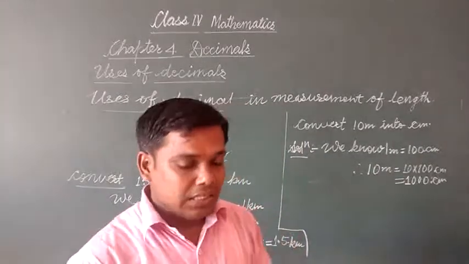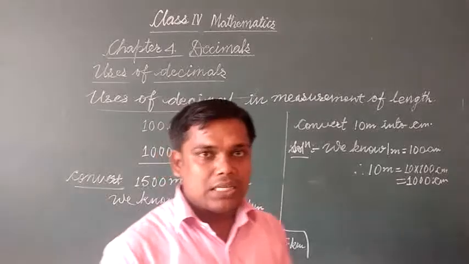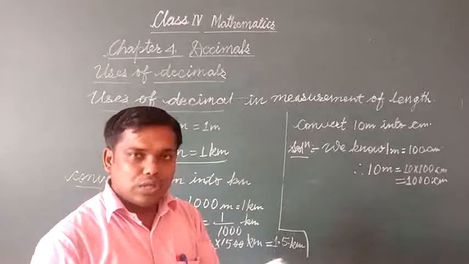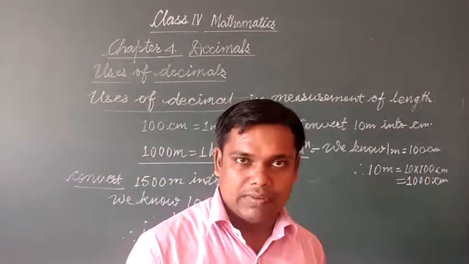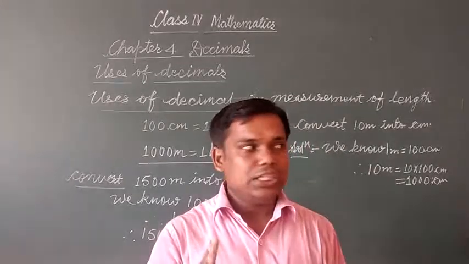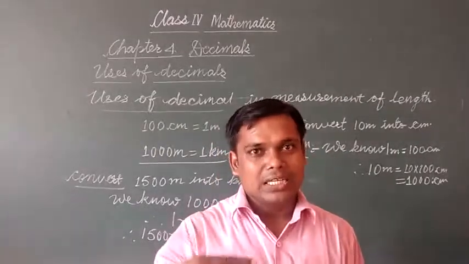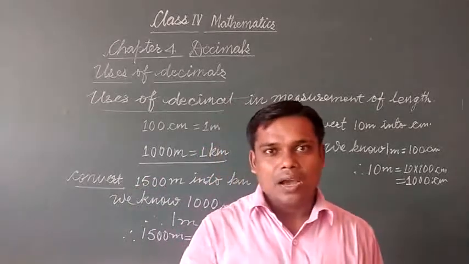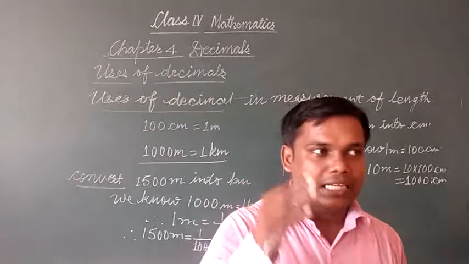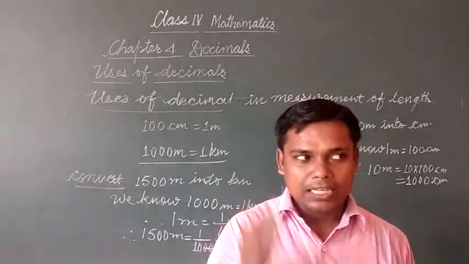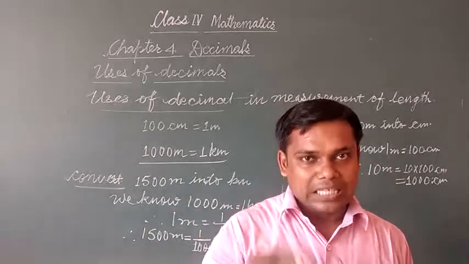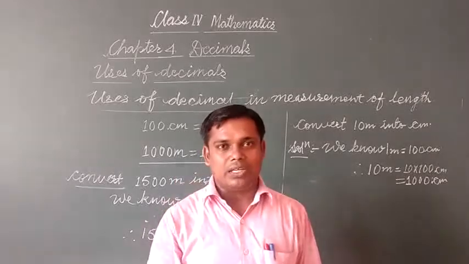Okay. The next one is measurement. Use of decimal in measurement of weight. You have to remember the conversion, how to convert. As you know, 1000 gram is equal to 1 kilogram. It means to measure the weight or mass of an object, we use unit gram, milligram and kilogram. So we can convert from one unit to another.